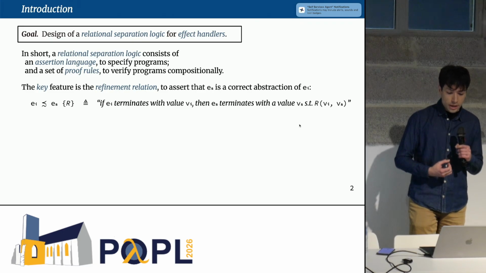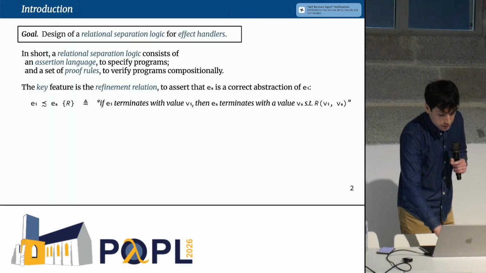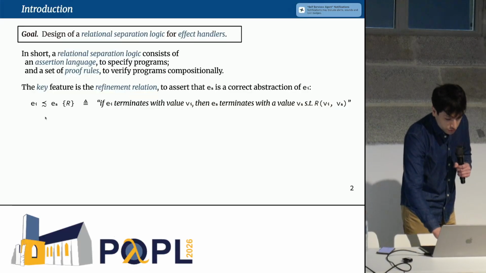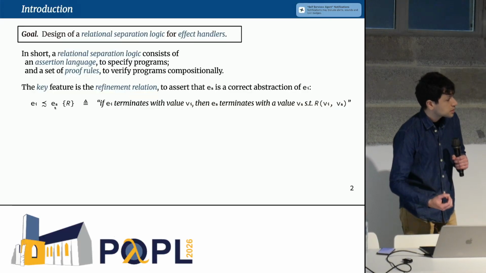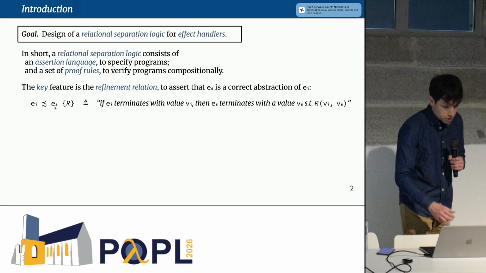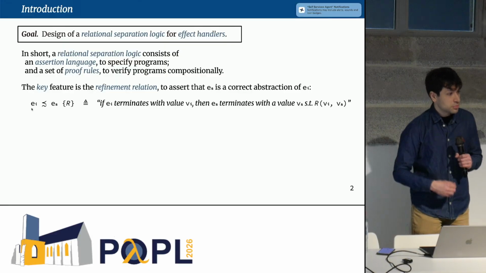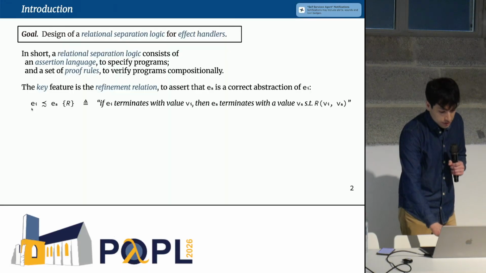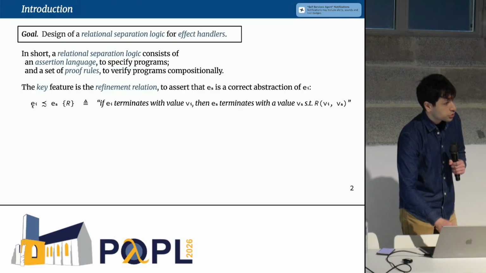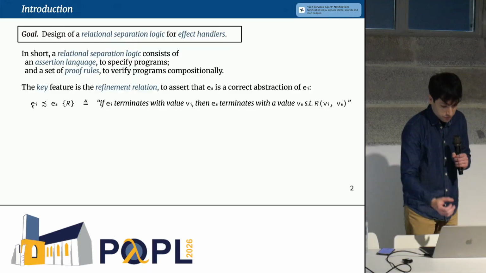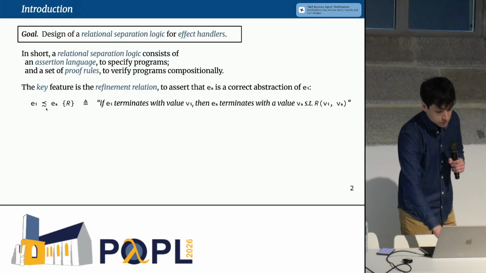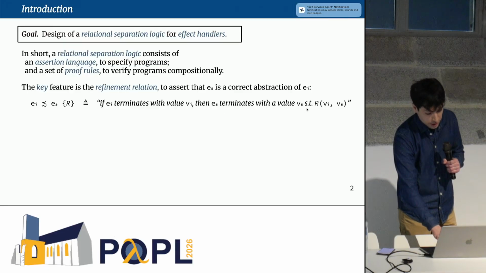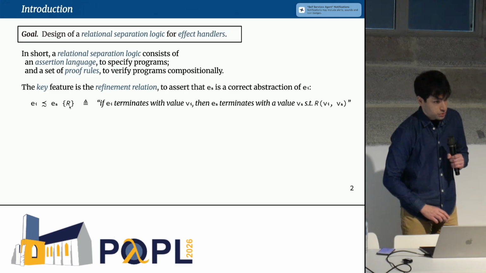The key feature of relational separation logic is the ability to compare the behaviors of two programs. Specifically, we can assert that the program on the right-hand side, on the specification side, is a correct abstraction of the program on the left-hand side, on the implementation side. More formally, every terminating behavior of the program on the implementation side is a terminating behavior of the program on the right-hand side. If it terminates with a value, the program on the specification side terminates with a value, and these values are related by the postcondition.